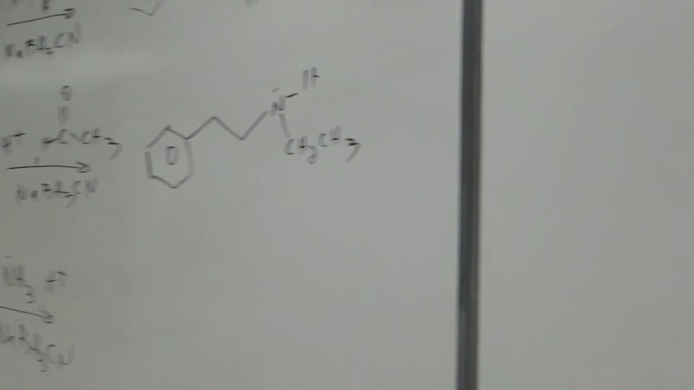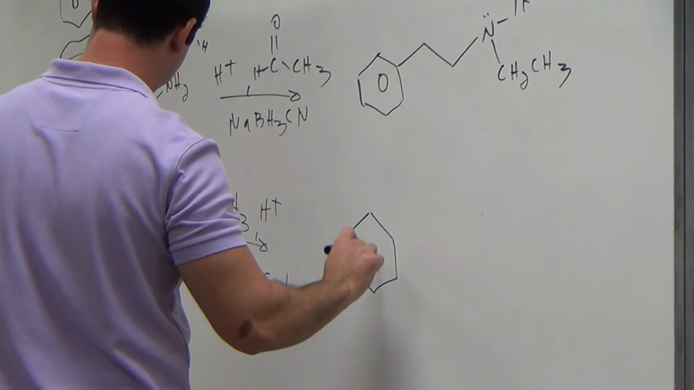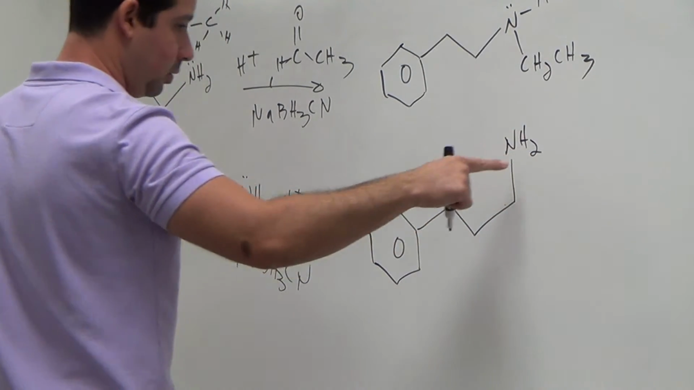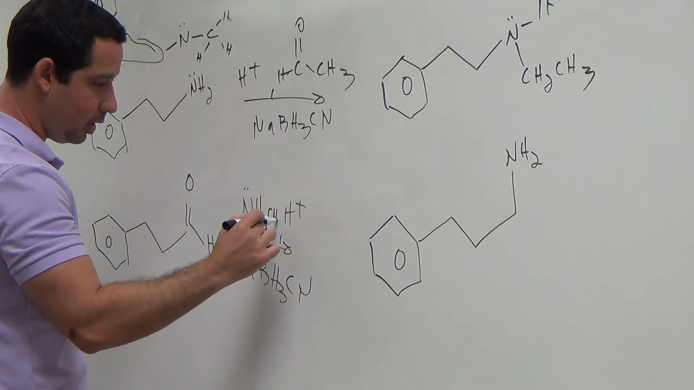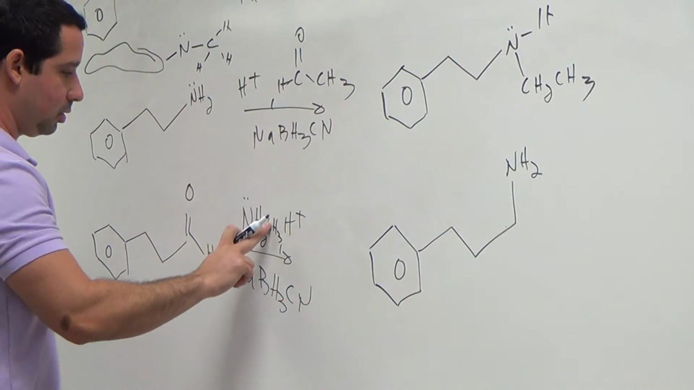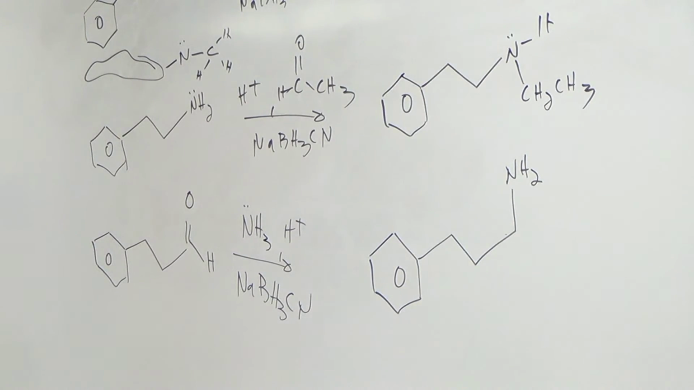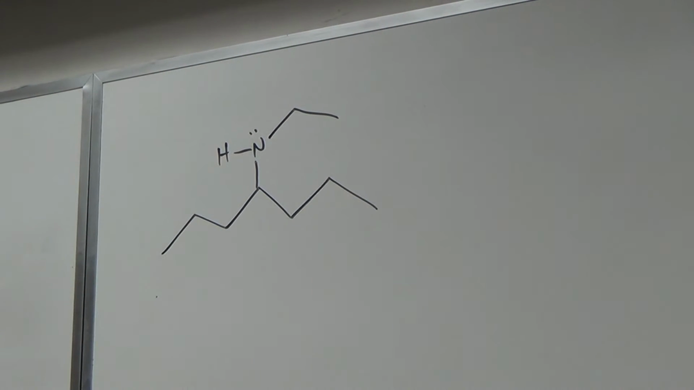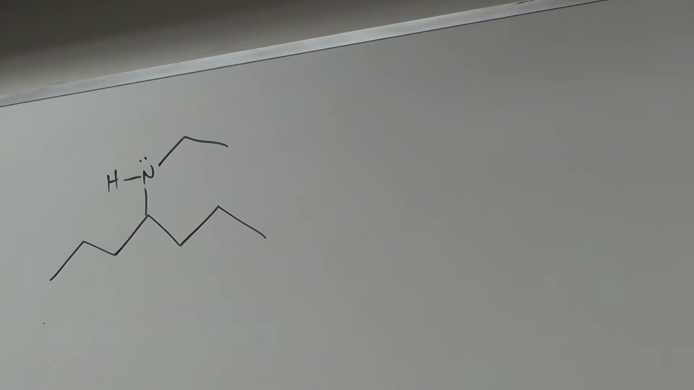Oh, we still have this one to do? What's this? NH2 here? If this would have been 2CH3, that would have been what here? NHCH3, yes? Okay, let's do that. Let's make this from ammonia, using anything you want.